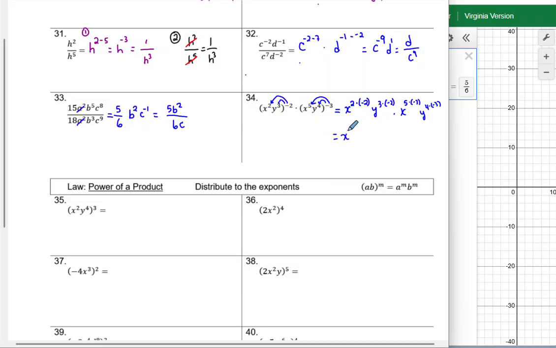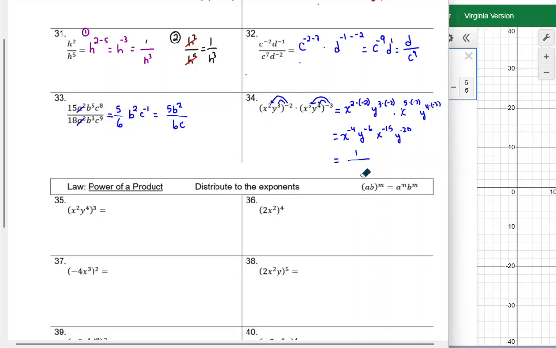2 times -2 is -4. 3 times -2 is -6. 5 times -3 is -15. And then 4 times -3 is -20. Well, they all have negatives, so I have nothing left in the numerator. And then everything moves to the denominator.